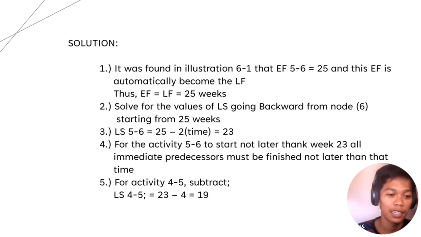Solution. As found in illustration 6-1, EF of 5 to 6 equals 25, and this EF automatically becomes the LF. So EF equals LF, equals 25 weeks. For number 2, solve for the value of LS going backward from node 6, starting from 25 weeks. For number 3, LS of 5 to 6 equals 25 minus 2, which is 23.